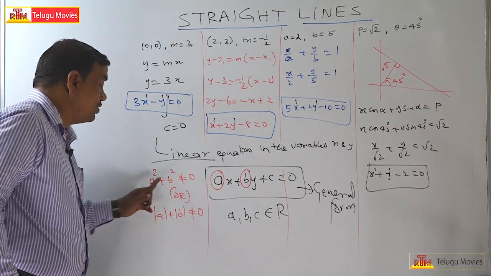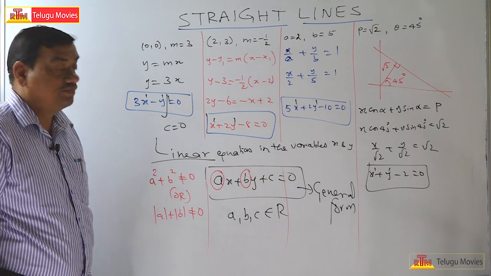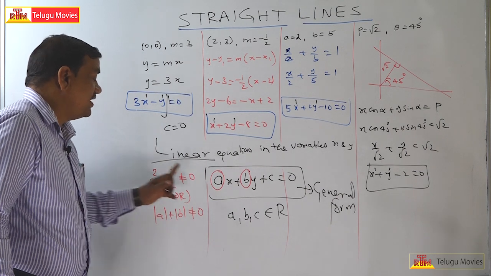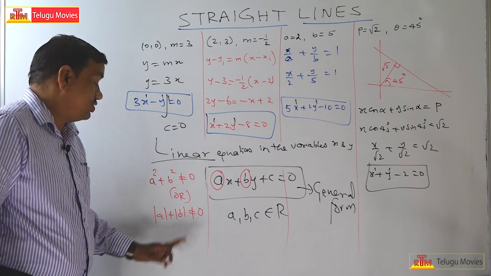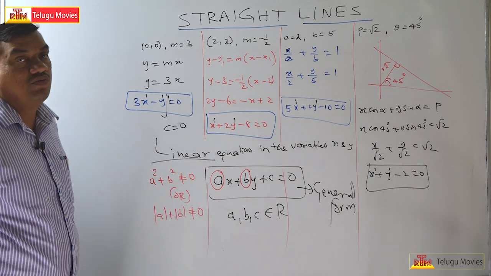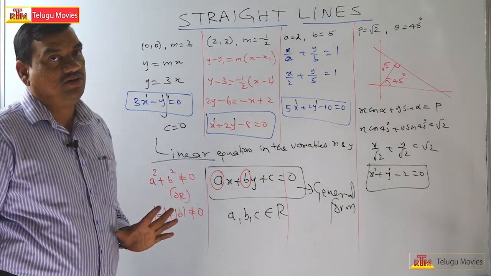If a is equal to 0, then b square is not equal to 0, therefore b is not equal to 0. If b is 0, then a cannot be equal to 0. So here also, if a is 0, b cannot be equal to 0. If b is 0, a cannot be equal to 0. That means either a or b should be present.